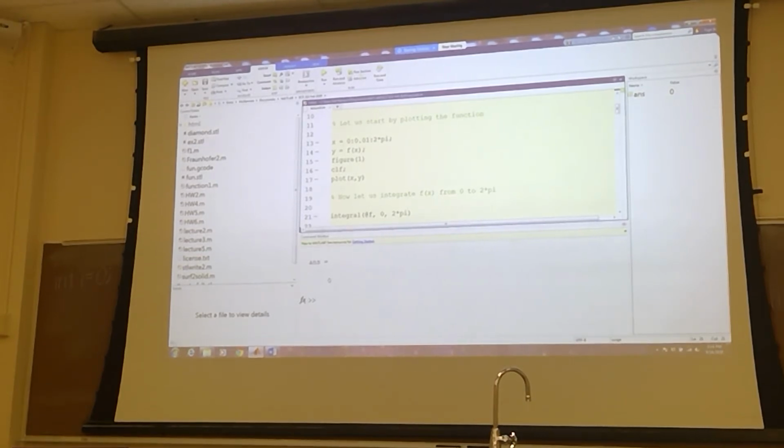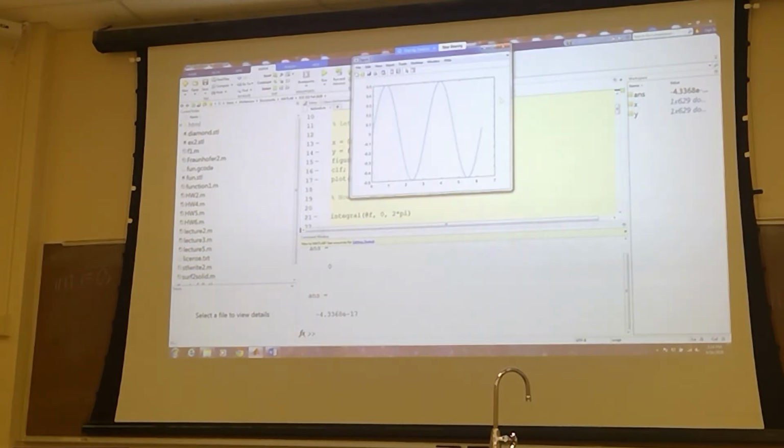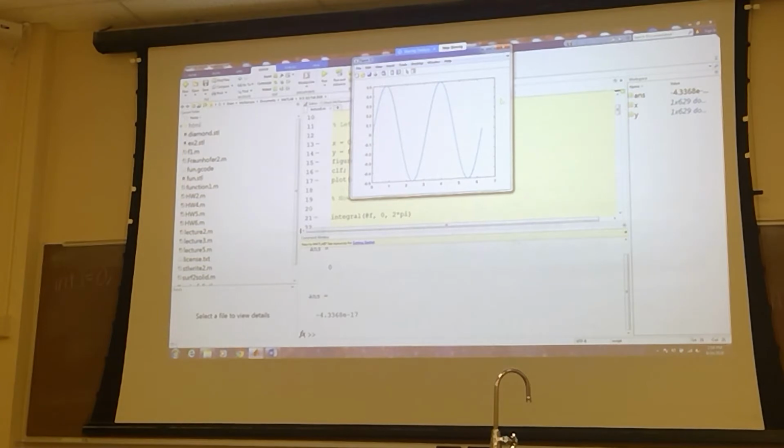So if we run this, here's our plot from 0 to 2 pi. It sort of looks like a sine wave, but it's not. It's a sine times a cosine. It goes up and down and up and down. It does not reach plus and minus 1, because it's sine times cosine.